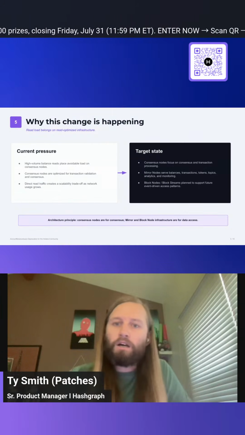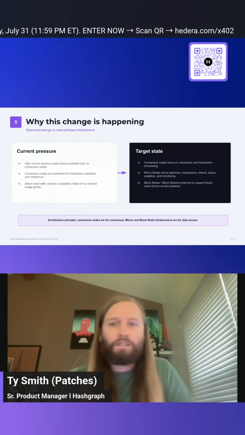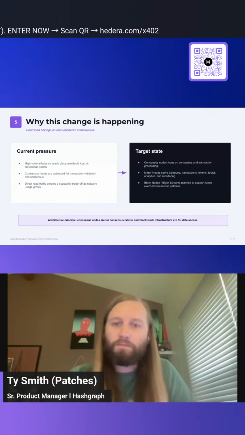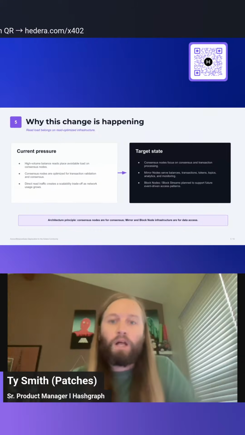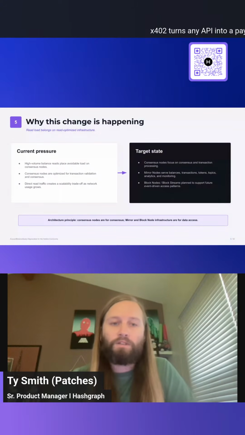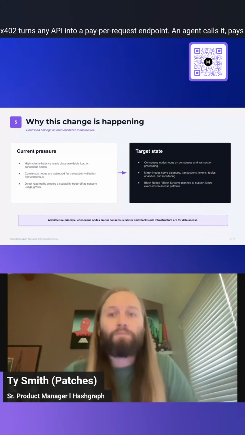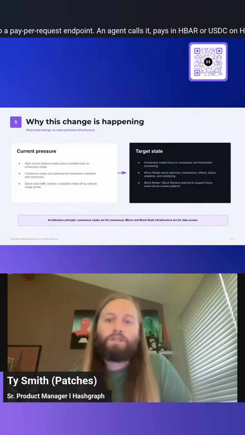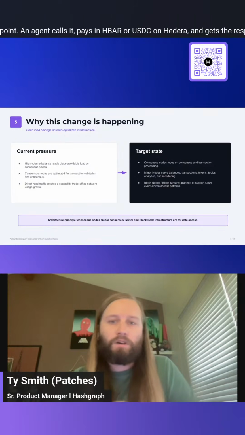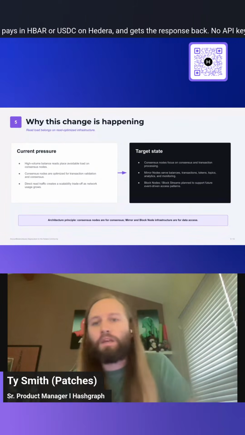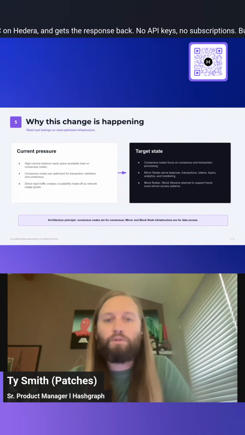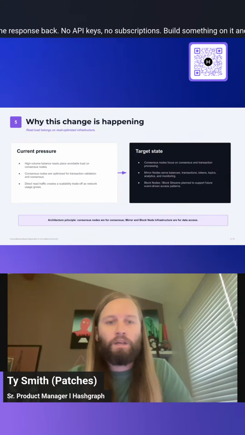Mirror nodes are on serving balances, transactions, tokens, topics, analytics, monitoring. And then in the future, we have block nodes and block streaming, which is planned to support event-driven access patterns, with a lot of extra things in block streams, which would allow state proofs of those blocks. So there is a new thing coming with the block nodes that will have new queryable information as well.